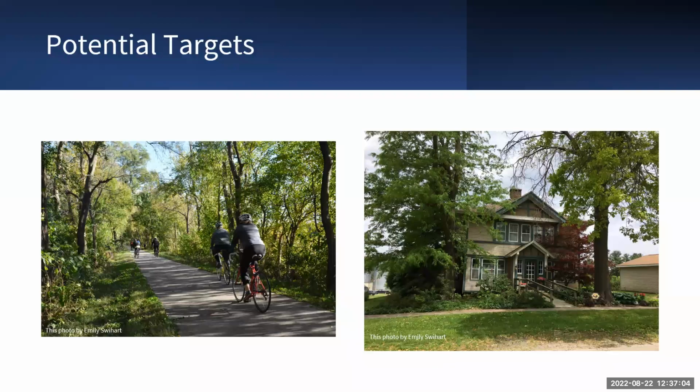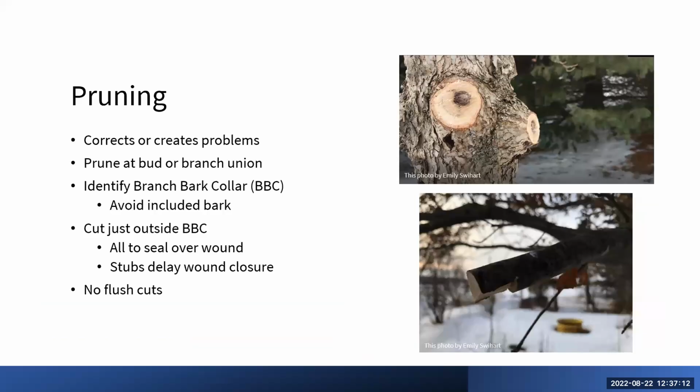And then potential targets, again, we talked about this: people and property are the targets. We want to make sure that we're protecting each of those. I'm going to go quickly through this. There's a whole bunch of publications. There's a whole presentation that I could do on pruning, but I want to get to talking about how individual storms affect trees.